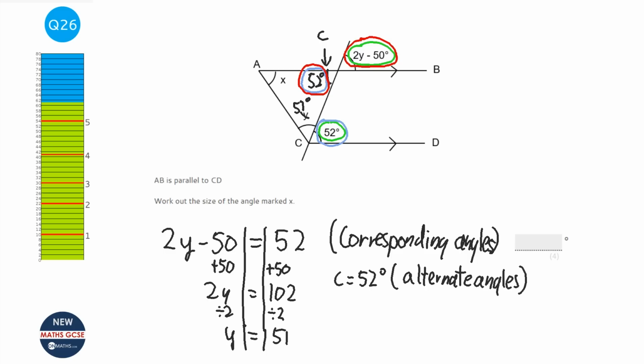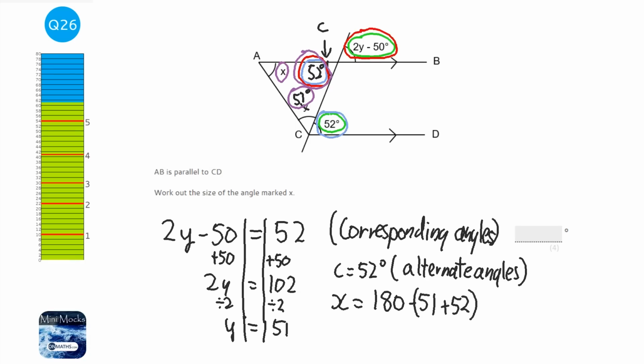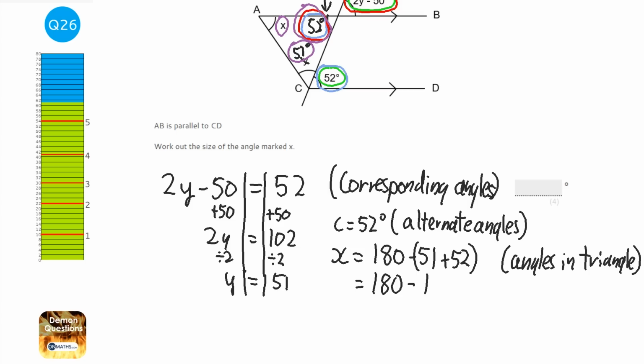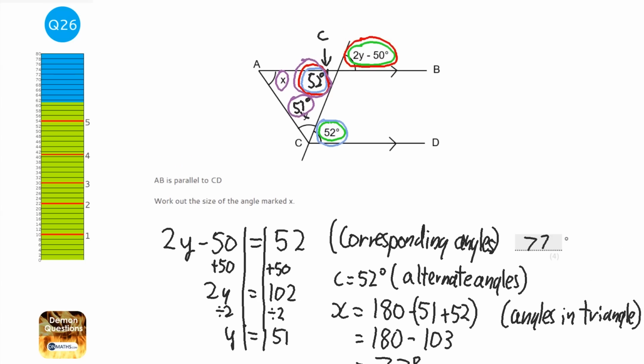Okay, so we've got three angles in a triangle. I've got way too many colours going on here. So to work out x, x equals 180 minus 51 plus 52. So work out what 51 plus 52 is, and then take away from 180. And the reason is angles in a triangle. Okay, so I know that 51 plus 52 is going to be 103, and therefore that's going to be 77 degrees. So my answer is 77 degrees.